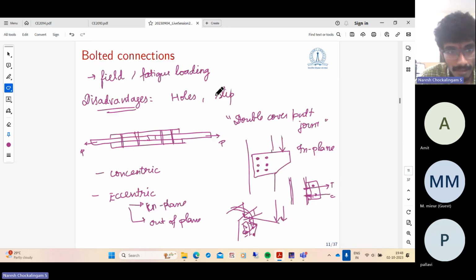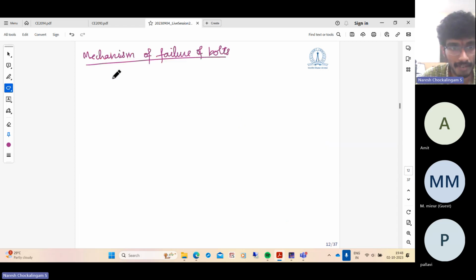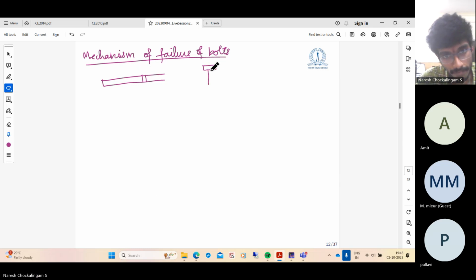So I told, remember this example, right? Take this example. If you draw the free body diagram of the bolts in action, how does it look like? If you take the top plate, you have a slot here into which the bolt is inserted. So the bolt is something like this. Let me draw an exaggerated view. We have the top plate here subjected to some force P.